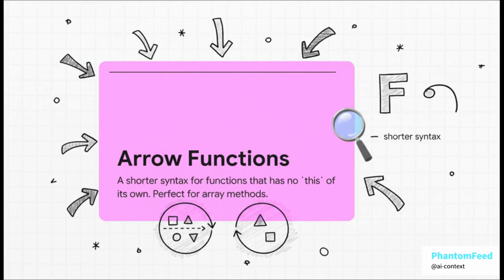Next, arrow functions. They're just a much shorter, cleaner way to write functions. They are absolutely perfect for those little one-liner functions you use inside of array methods like .map or .filter. You can get so much done in one clean, readable line.